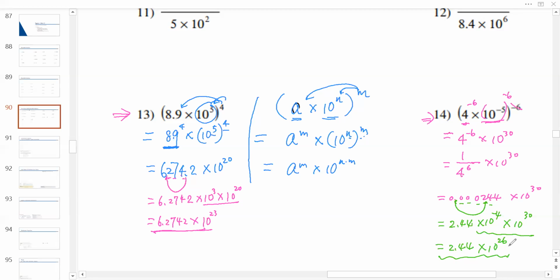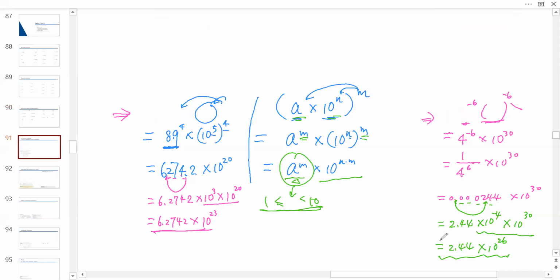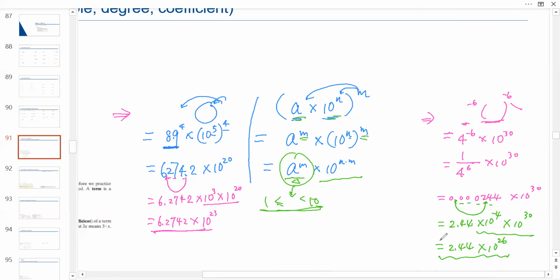Just like the power rule, for the power of scientific notation, each of the factors needs to be powered by itself first. Then properly adjust the coefficient to be between 1 and 10, so make sure it is in scientific notation. So this is about calculations.